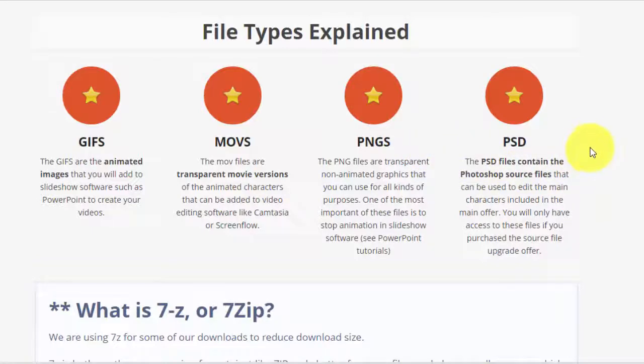Now, in Tracy's upsell, she has PSD files also, and those are Photoshop files you can use if you want to customize a character, if you want to change the color of the hair, the types of glasses they're wearing or the clothes they're wearing, and different elements on those. You get the PSD file. Those will work in Photoshop. Those will also work in a free open source platform called GIMP.